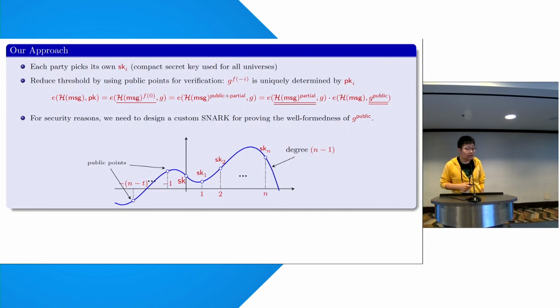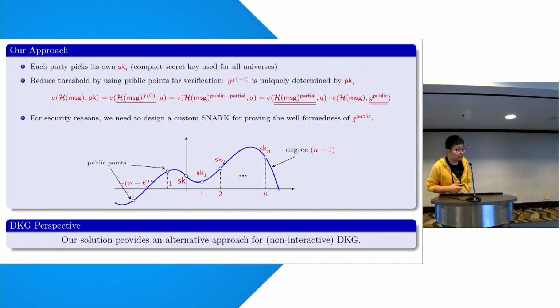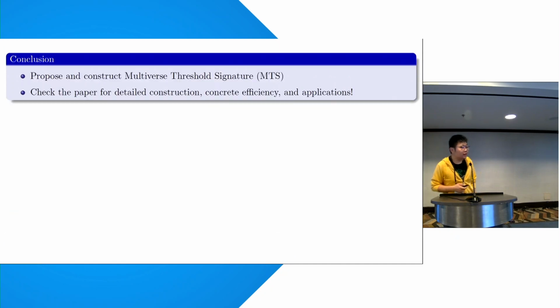Now, an interesting point of this is that, even for a single universe, our solution actually provides an alternative approach for doing non-interactive distributed key generation. So just to conclude, our paper proposed and constructed this primitive, multiverse threshold signature, and I will refer you to our paper for the more detailed construction, security proof, and the implementations.